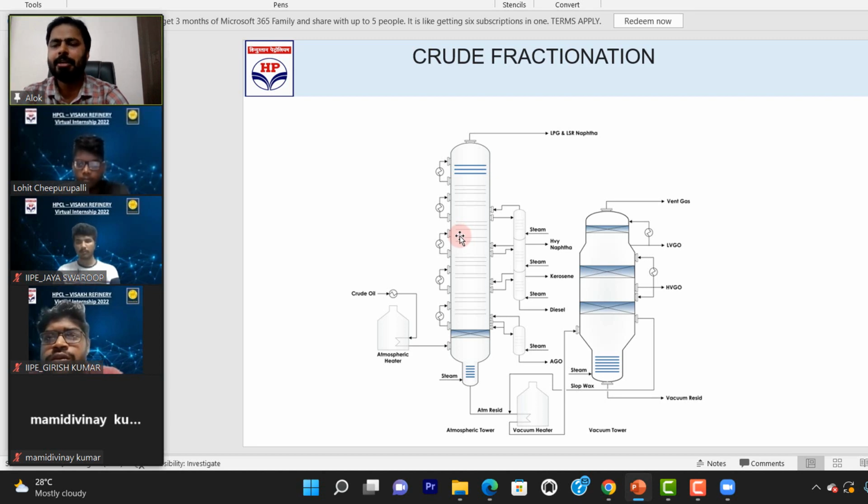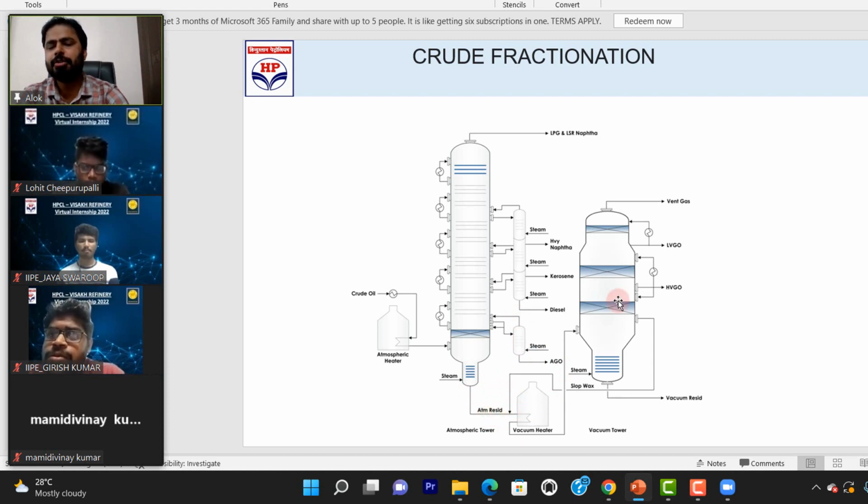You cannot maintain the column profile if you don't give a pump around, because what is a distillation column? Basically, we give vaporization or reboiling, and subsequently we give cooling, so that we maintain a temperature gradient throughout the column. That column profile is maintained based on the pump arounds we are giving. Now heavy naphtha we are withdrawing, then kerosene, then diesel, then atmospheric gas oil, then the bottom product atmospheric residue.